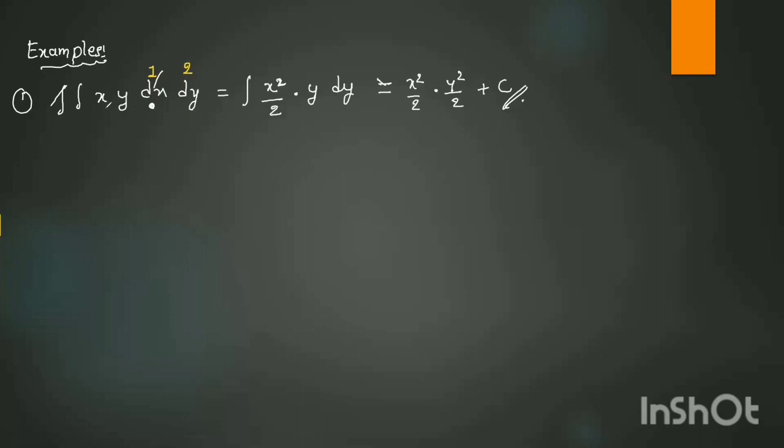First, we have xy dx dy. So we integrate with respect to x first, keeping y as a constant. X integration is x square by 2 and dy. Then we integrate y with respect to dy, keeping x square by 2 as a constant. So integration of y is y square by 2. Understood? See the next example, because you will not understand in one example. You have to practice it.